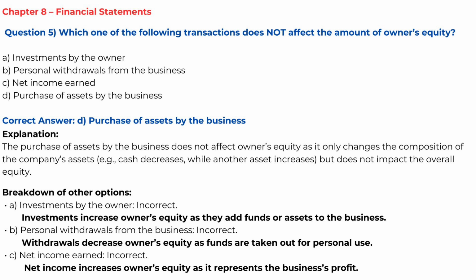Breakdown of other options. A. Investments by the owner. Incorrect. Investments increase owner's equity as they add funds or assets to the business. B. Personal withdrawals from the business. Incorrect. Withdrawals decrease owner's equity as funds are taken out for personal use. C. Net income earned. Incorrect. Net income increases owner's equity as it represents the business's profit.